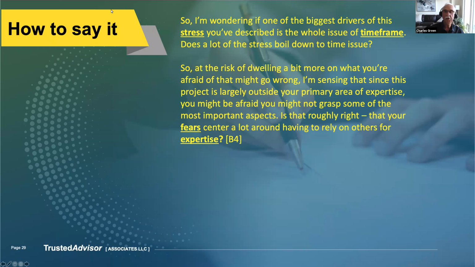Another example. At the risk of dwelling a bit more on what you're afraid of that might go wrong, I'm sensing that since this project is largely outside your primary area of expertise, you might be afraid you might not grasp some of the most important aspects. Is that roughly right, that your fears center a lot around having to rely on others for expertise? So here we're linking fears, one of those key emotions, with expertise, the presenting problem.